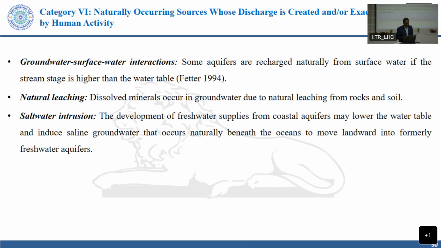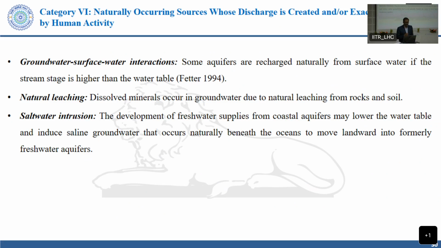Natural leaching: dissolved chemical minerals occur in groundwater due to natural leaching from rocks and soils. Rocks and soils also contain different types of minerals. They are also contributing, dissolving the chemicals from the rocks into the water.